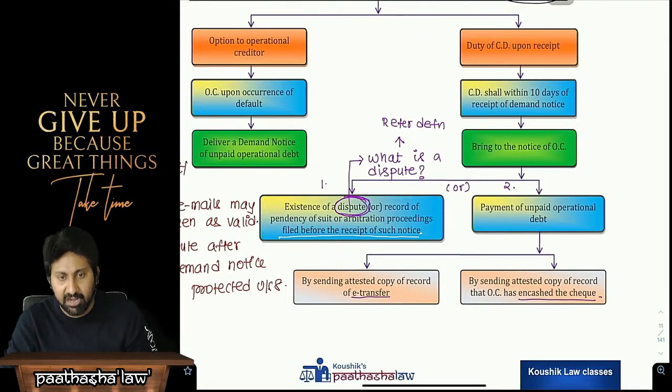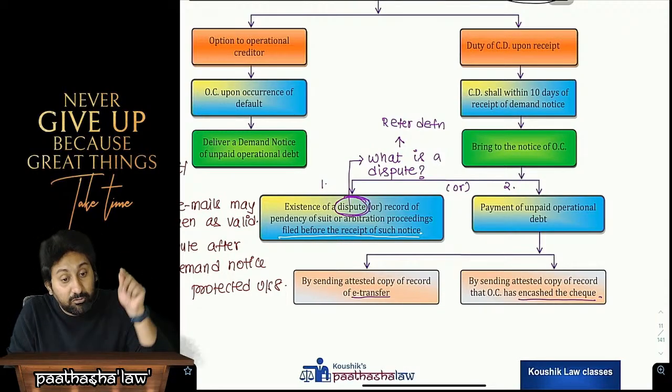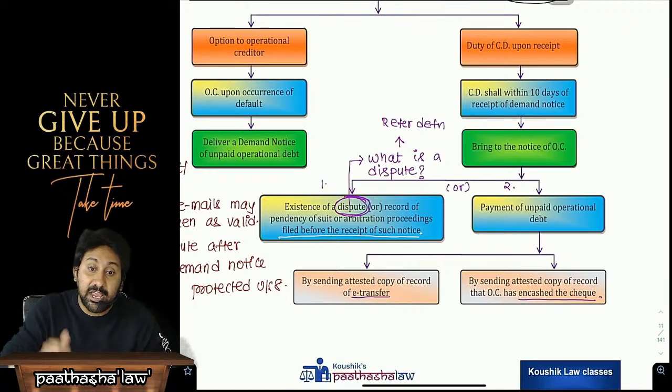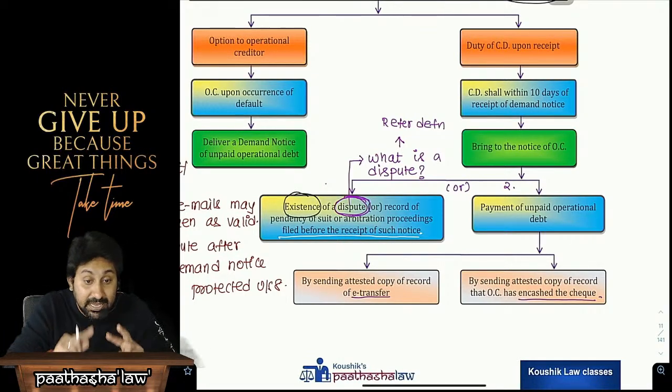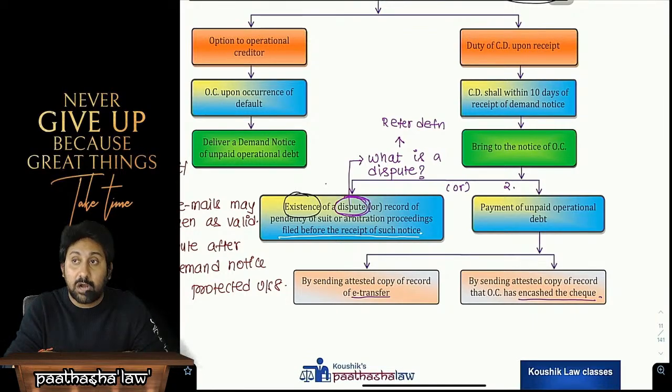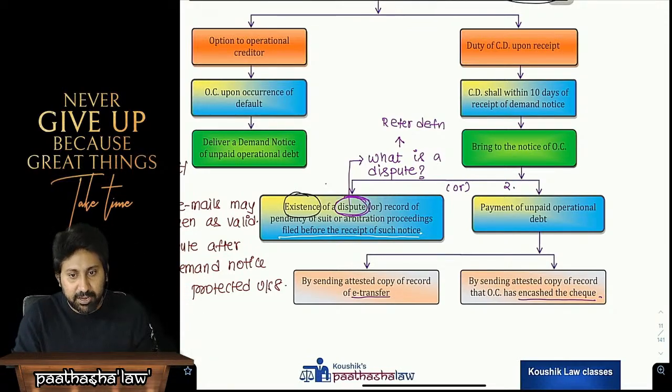I repeat once again. Whenever the corporate debtor receives a demand notice from the operational creditor, he can give two replies. First one, I will not pay. Second one, I have already paid. Why will you not pay? Because there is already an existence of a dispute. You should not raise a dispute after I send you the demand notice. The dispute must already be in existence.